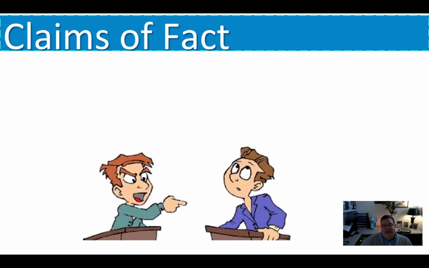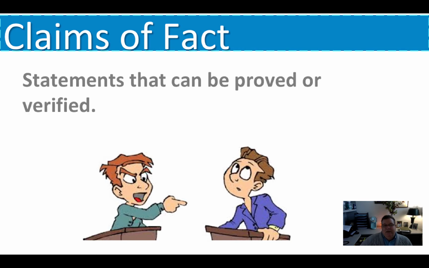All right, so what exactly is a claim of fact? A claim of fact are statements that can be proved or verified. So they're basically facts.